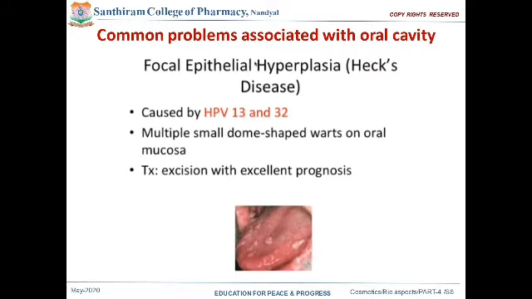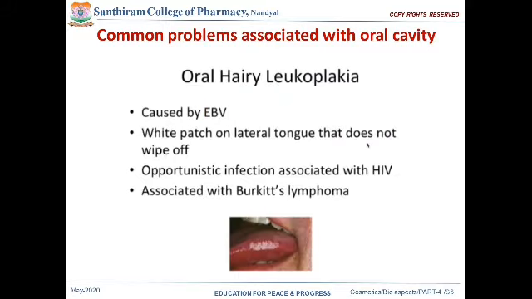Focal epithelial hyperplasia, FEH, also known as Heck disease, is caused by, again, I would know these, HPV 13 and 32. This one has multiple small dome-shaped or sessile warts on the oral mucosa. It can be anywhere in the mouth. And this one you treat with excision with excellent prognosis. So just kind of think of the whole mouth going to heck, so to speak.